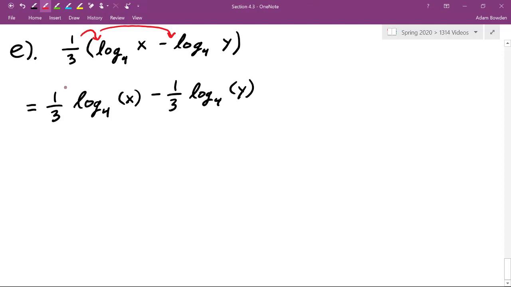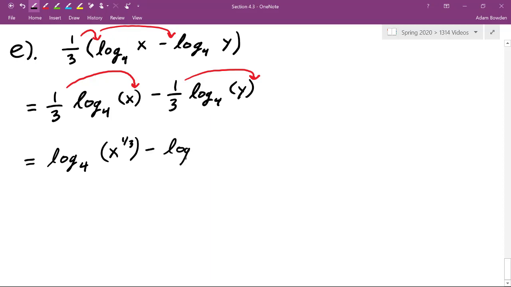And what our log rules tell us to do is to take that and move them inside the logarithms to make them back into the exponents above each of the variables. So that would change it into log base 4 x to the 1/3 minus log base 4 y to the 1/3.